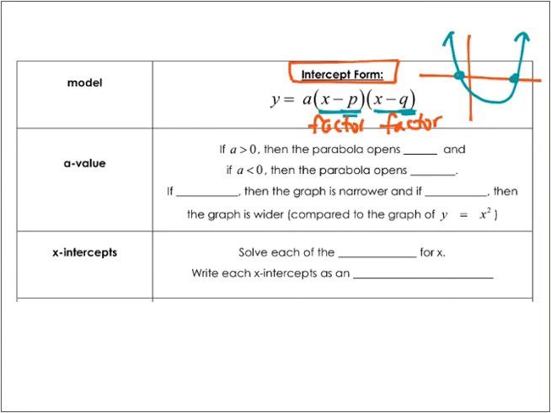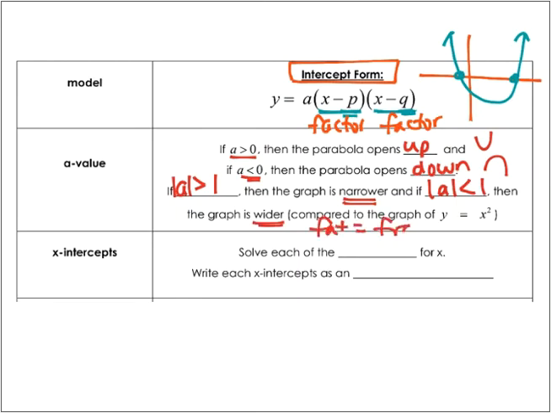Alright, just like we did before, this is going to be review, the a value. So I'm going to go quick here. If it's greater than 0, if it's positive, it opens up, just like it did before. If a is less than 0, if it's negative, the parabola opens down. If the absolute value of a is greater than 1, it's going to be narrow. If the absolute value of a is less than 1, then it's going to be wide. Remember, fraction means it's going to be a fat graph. And again, that's just compared to a basic parent function.